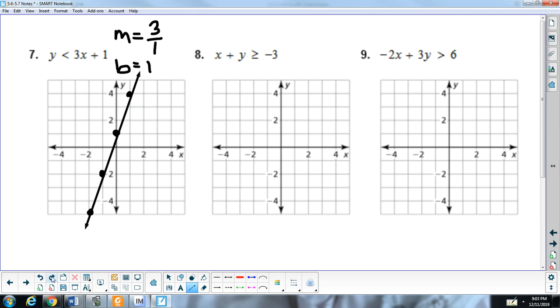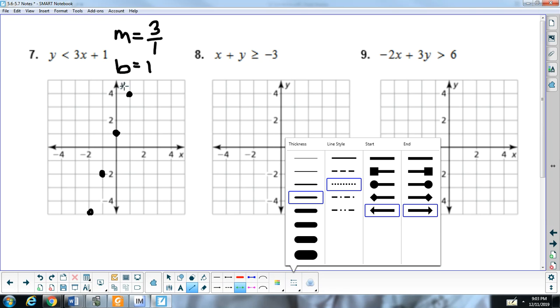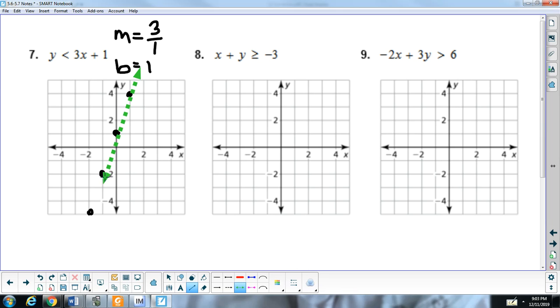Now, excuse me, let me take that off. It's not going to be a solid line, right? Because this is just less than. So I think I can do dash on here. Yep, here we go. Dashed line. Arrows at the end. There we go. So here's my dashed line.